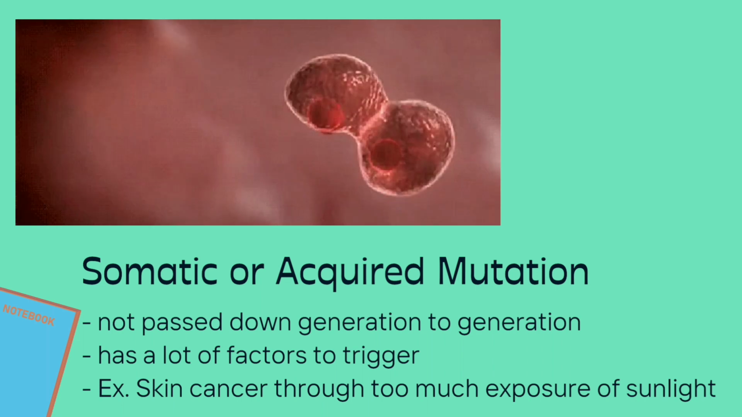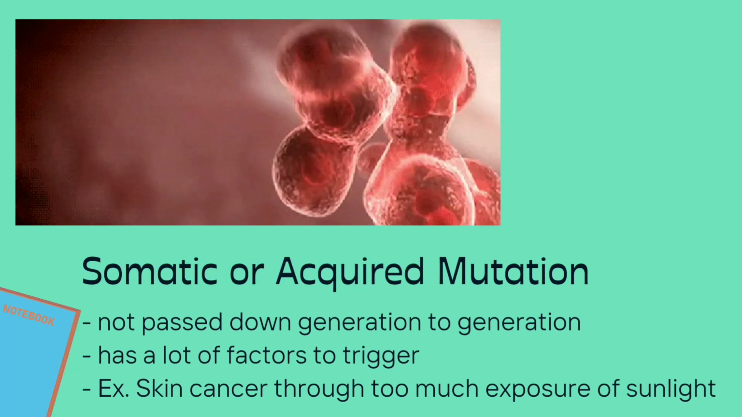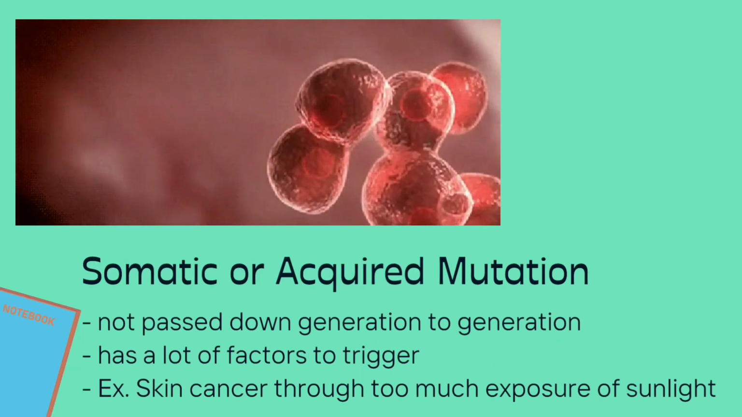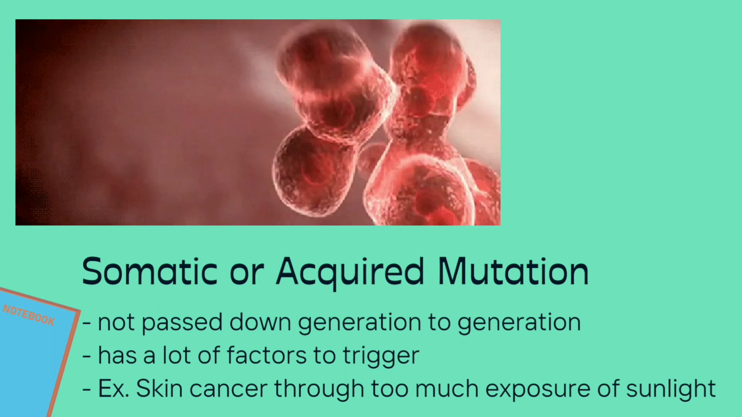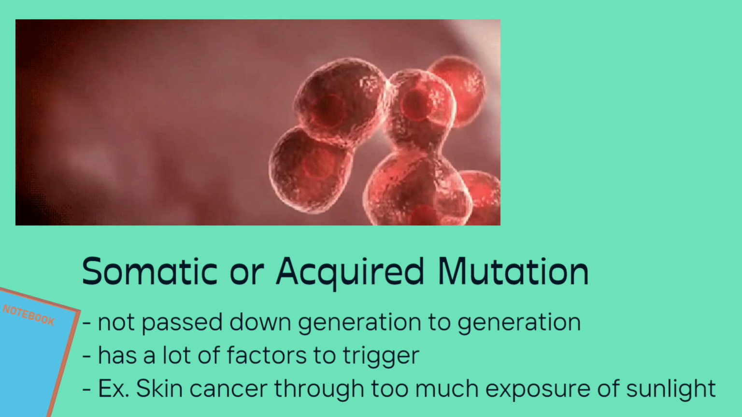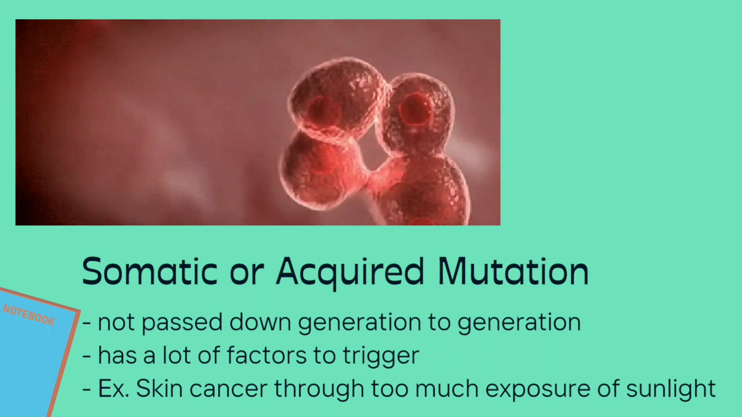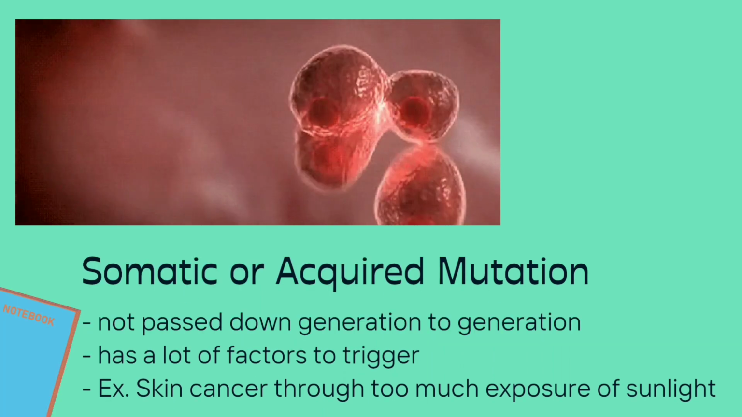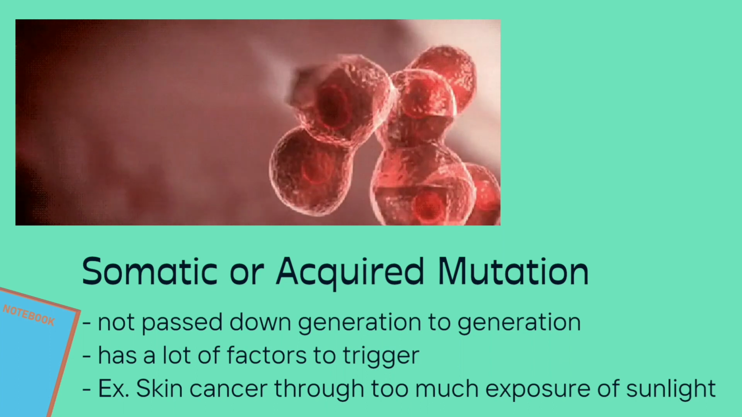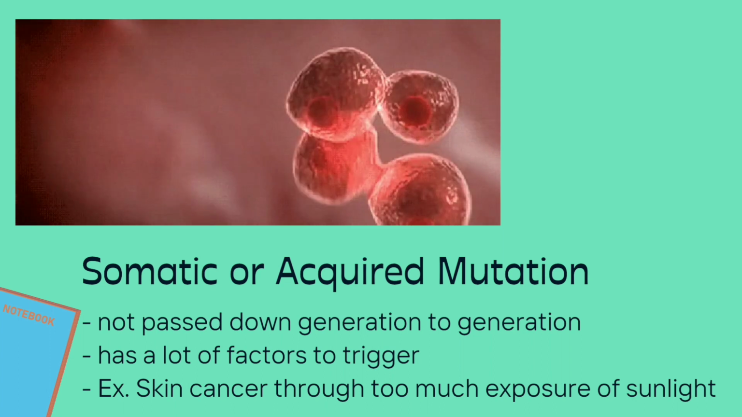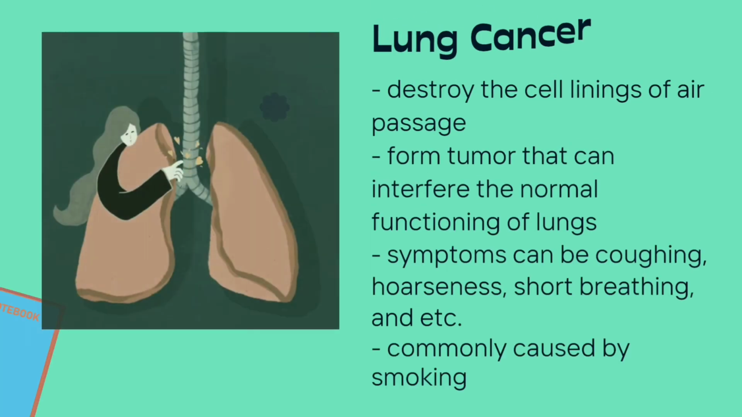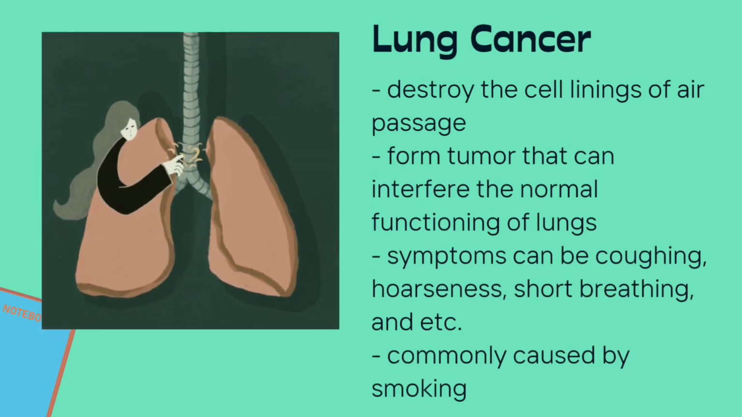Somatic mutations can be caused by a variety of factors, including environmental exposures like radiation and sun rays, errors during DNA replication, and lifestyle. Unlike germline mutations, it's not present in every cell of an individual's body, but rather only in the cells that underwent the mutation. A common example of it is lung cancer.